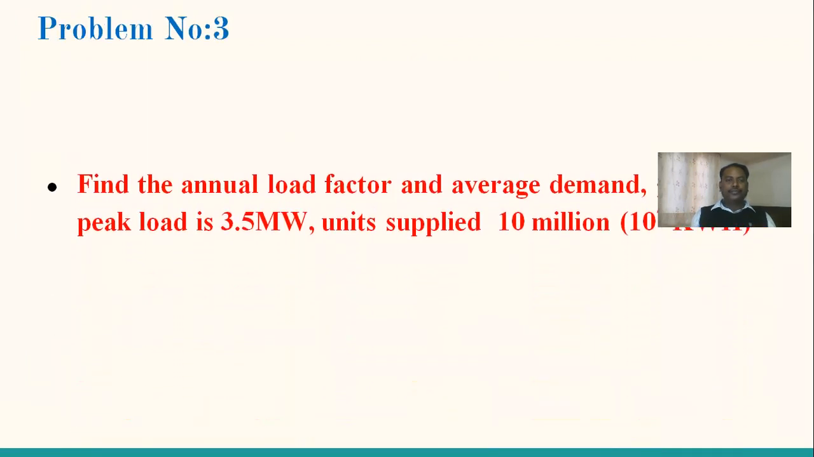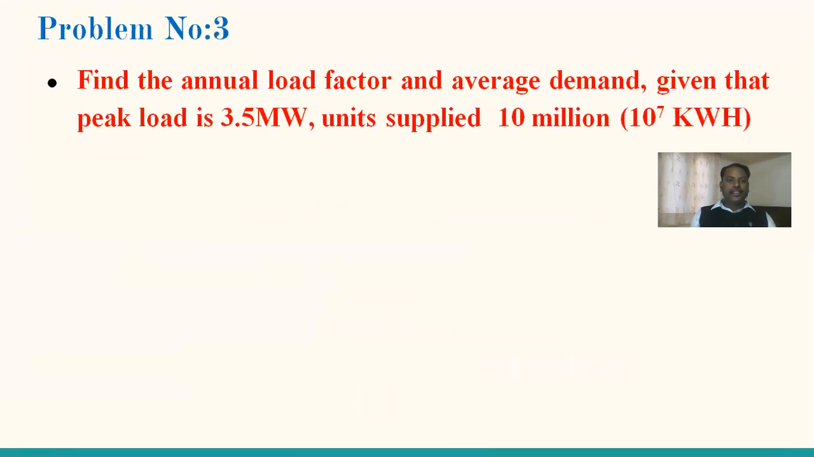Problem number 3. Find the annual load factor and the average demand, given that the peak load is 3.5 megawatts and units supplied is 10 million, which should be converted into kilowatt hour. It is 10 power 7 kilowatt hour. So he asked you to calculate the load factor as well as the average demand, given the peak load of 3.5 megawatt and units supplied of 10 million.